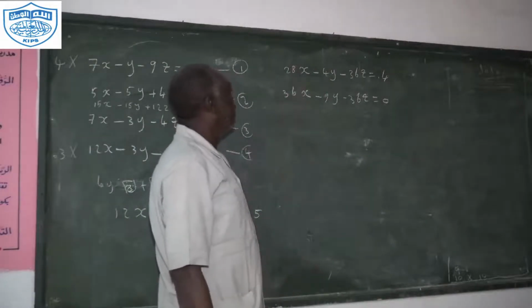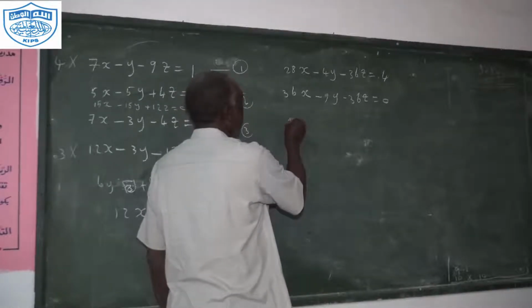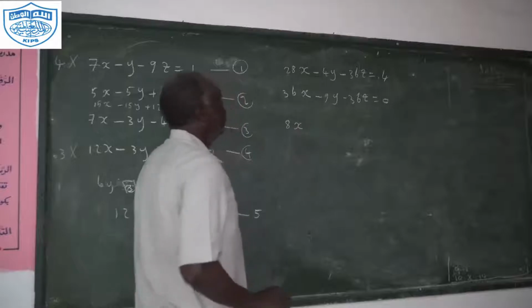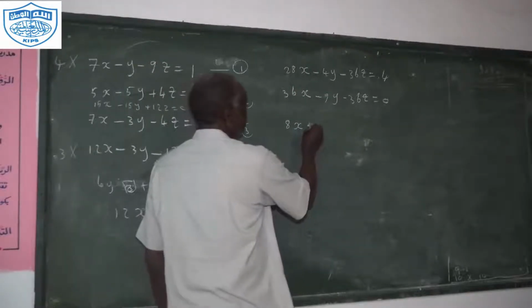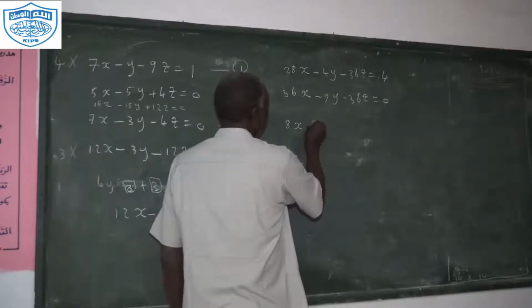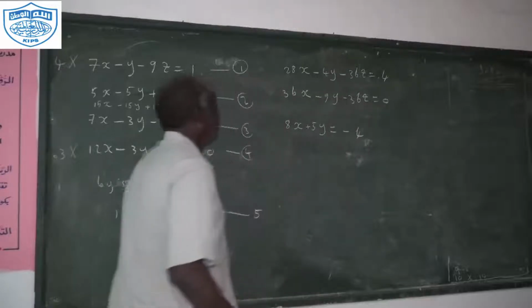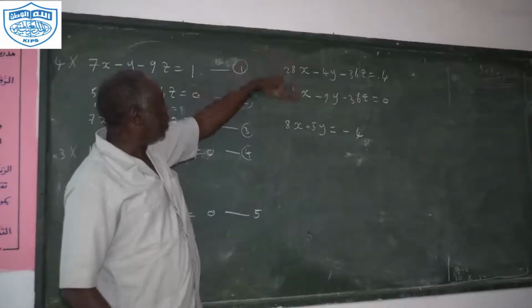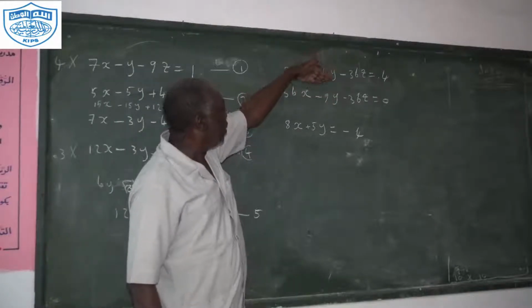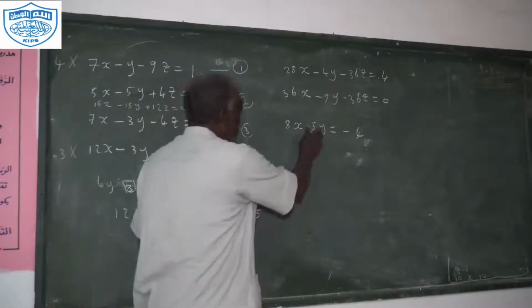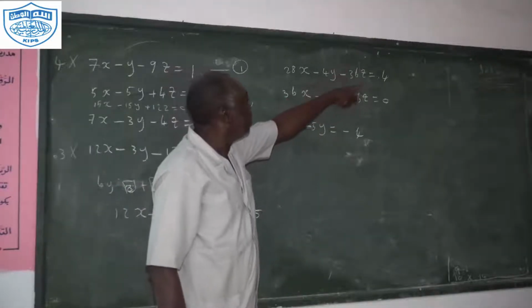36 minus 28x equals 8x. Negative 9 minus 4y equals negative 5y, sorry. Negative 5y equals negative 4. The z vanishes, equal negative 4.